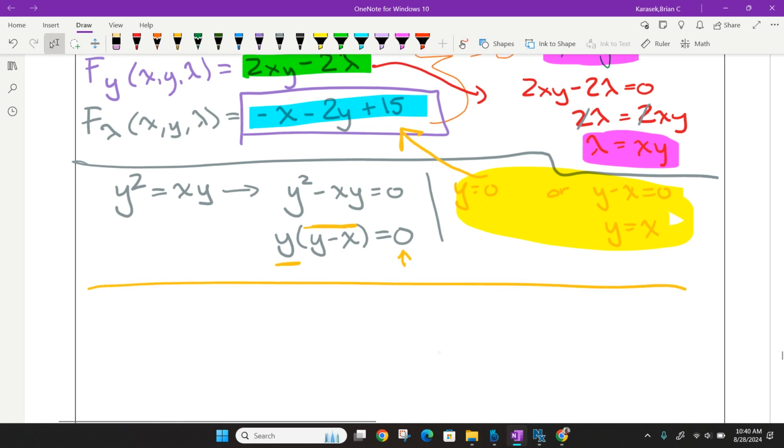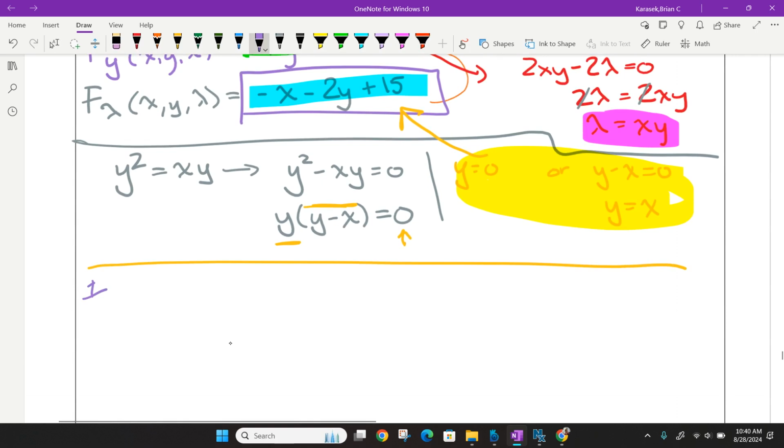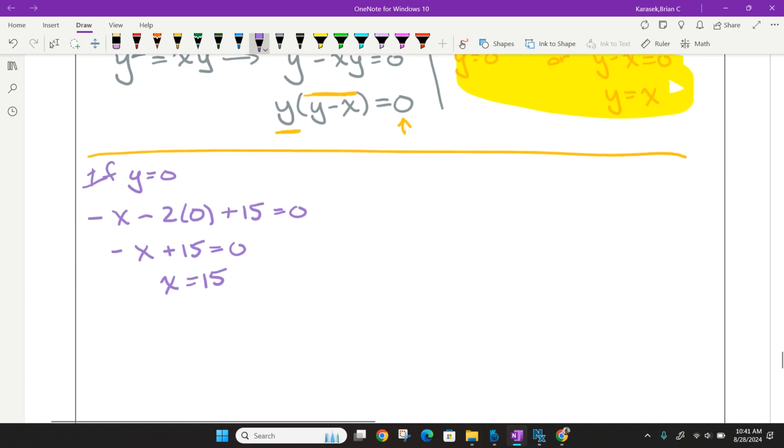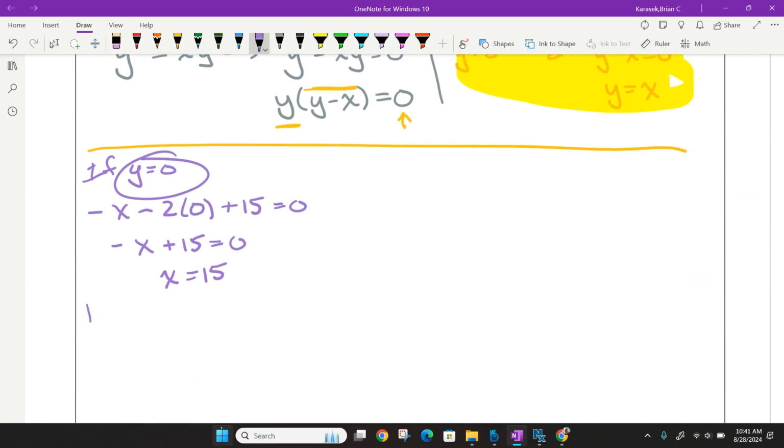All right, so the first case is that if y equals 0, then negative x minus 2 times 0 plus 15 would be equal to 0. And so we would get that negative x plus 15 equals 0, or that x must be 15. Now remember, when I started this purple that I'm writing right here, I said that y had to be 0, so that means that one possible solution is that x is 15 and y is 0.